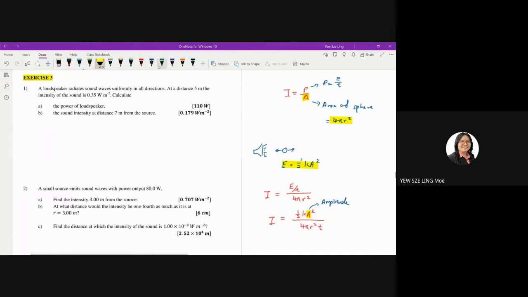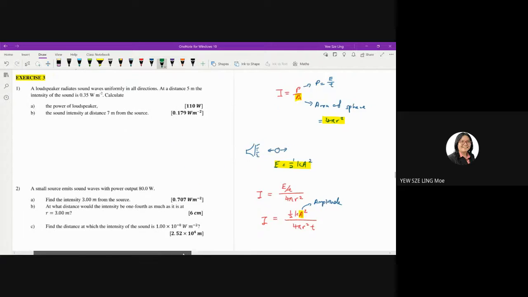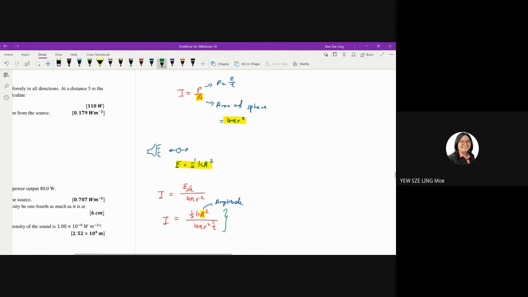Now why is it important to know this second A? These equations, we seldom use in calculation. We just use them to show the relationship between I and amplitude, and the relationship between I and r squared. According to this equation, I is directly proportional to amplitude squared. That's why you have this equation in your notes. So this is the first relationship that we can extract from the equations. And the second relationship is I is inversely proportional to r squared.